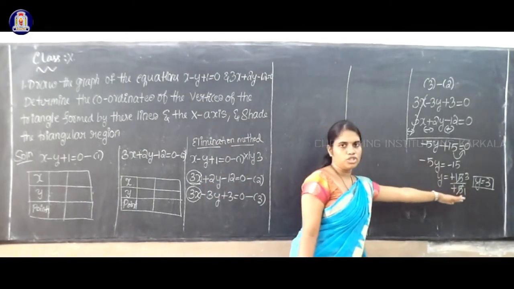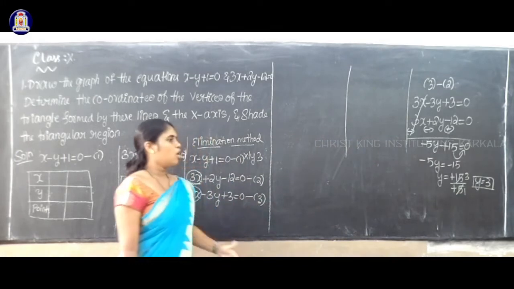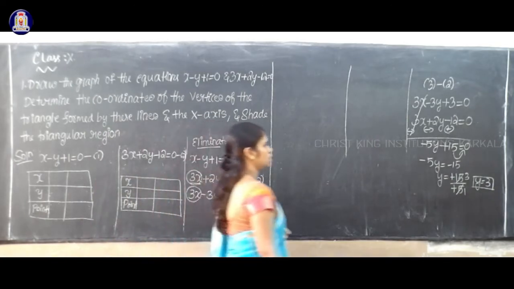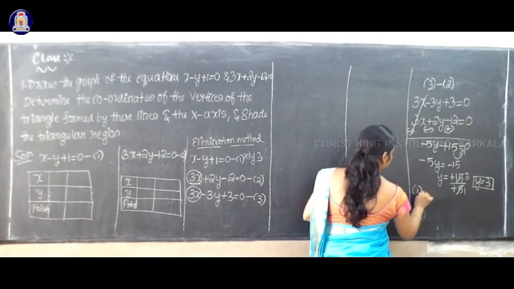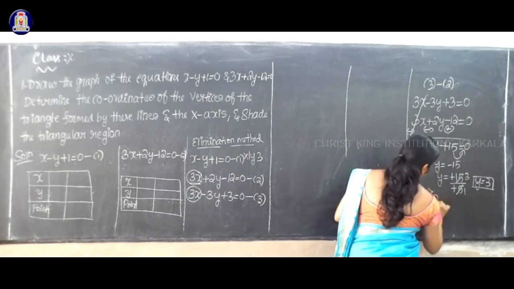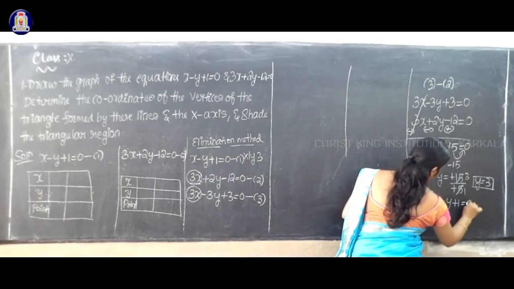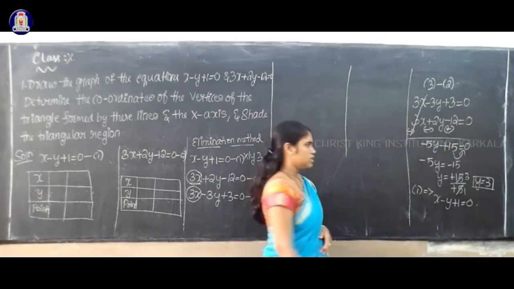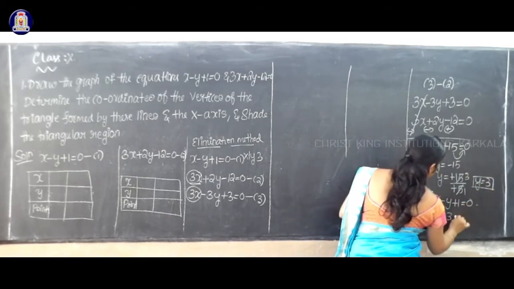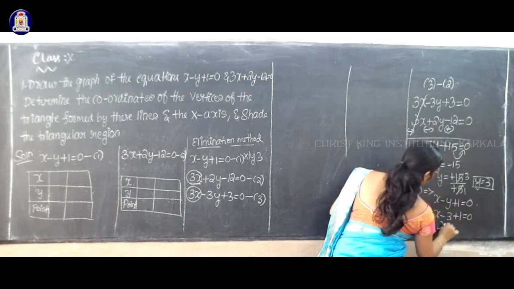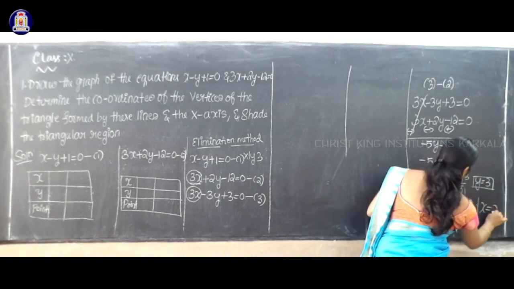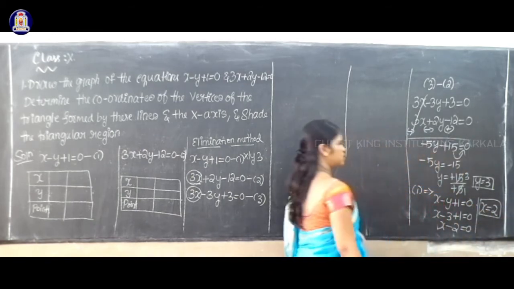Either you can substitute the value of y in equation number 3, equation number 2, or equation number 1. I will choose the simplest equation, that is equation number 1. Equation 1 is x minus y plus 1 equal to 0, isn't it? Substituting y as 3, x minus 3 plus 1 equal to 0, so x minus 2 equal to 0. Therefore the value of x is equal to 2.